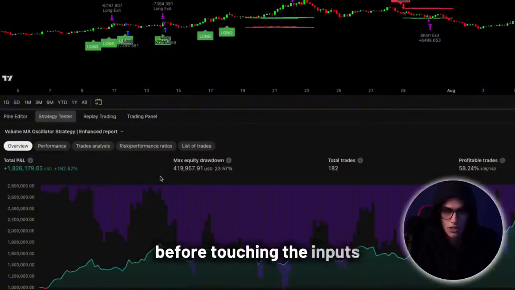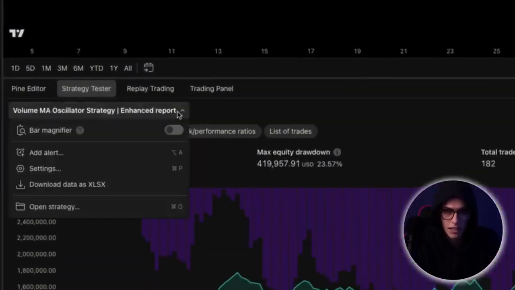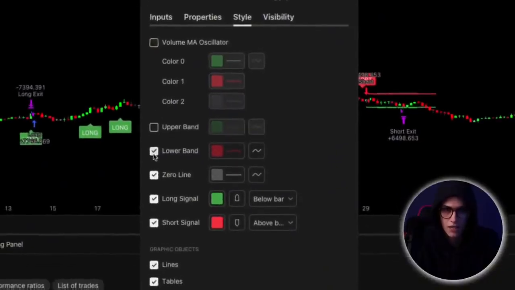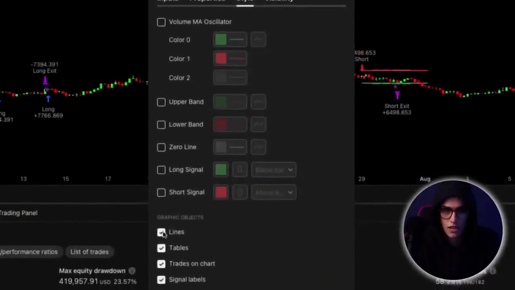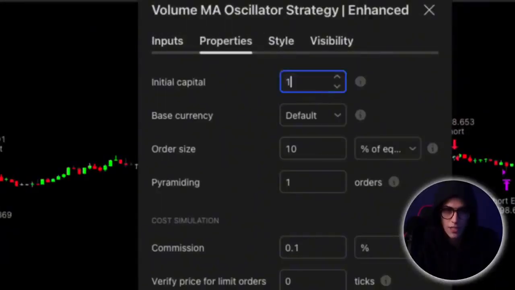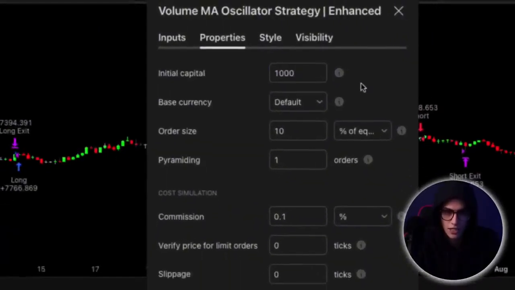Before touching the inputs, I started with the visuals. I went to the Style tab and disabled everything except the buy and sell signals. This keeps the chart clean and focused on actual entries, without unnecessary noise. Then I opened the Properties tab. I changed the account balance to $1,000 just to simulate a realistic test account.